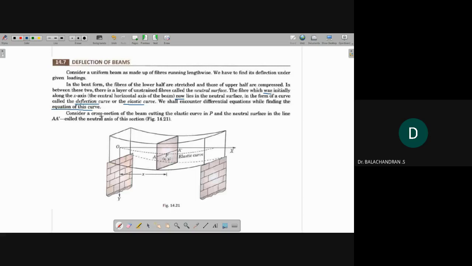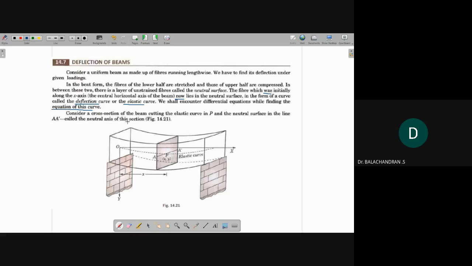Consider a cross section of the beam. This is the cross section, okay, of the beam, cutting the elastic curve. So this is the elastic curve, this dotted line. Originally it was the x-axis. Okay, now you have the dotted line. Okay, so consider a cross section of the beam cutting the elastic curve in P and the neutral surface in the line AA dash. The line AA dash is called the neutral axis of this section. Neutral axis of this section.